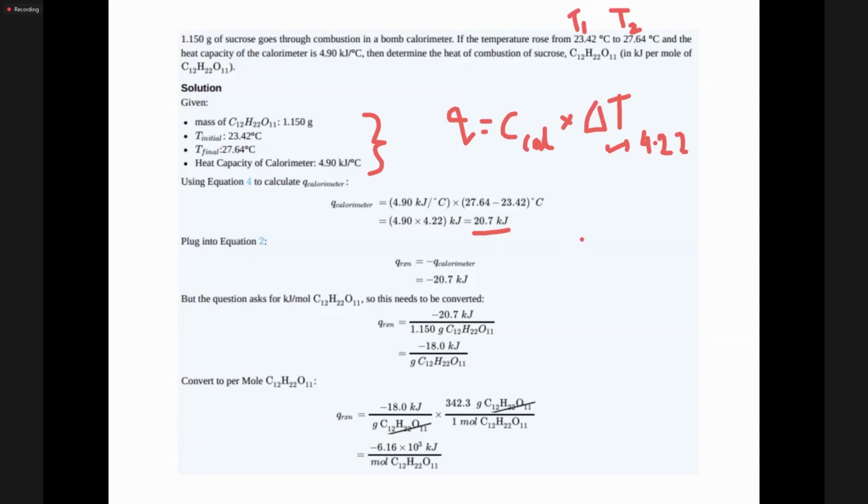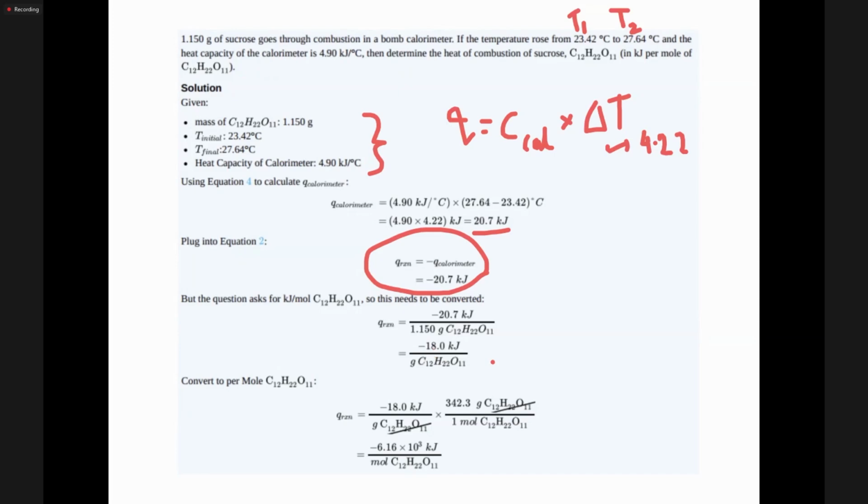Now we have 20.7 kilojoule, which is the Q calorimeter. We know Q reaction is actually the negative of the Q calorimeter. So Q reaction will be minus 20.7 kilojoule. But the question asks for kilojoule per mole of sucrose, so we have to convert this value to moles. Now Q reaction will be minus 20.7 kilojoule divided by 1.150 gram of sucrose. Dividing 20.7 by 1.15 yields minus 18 kilojoule per gram of sucrose.